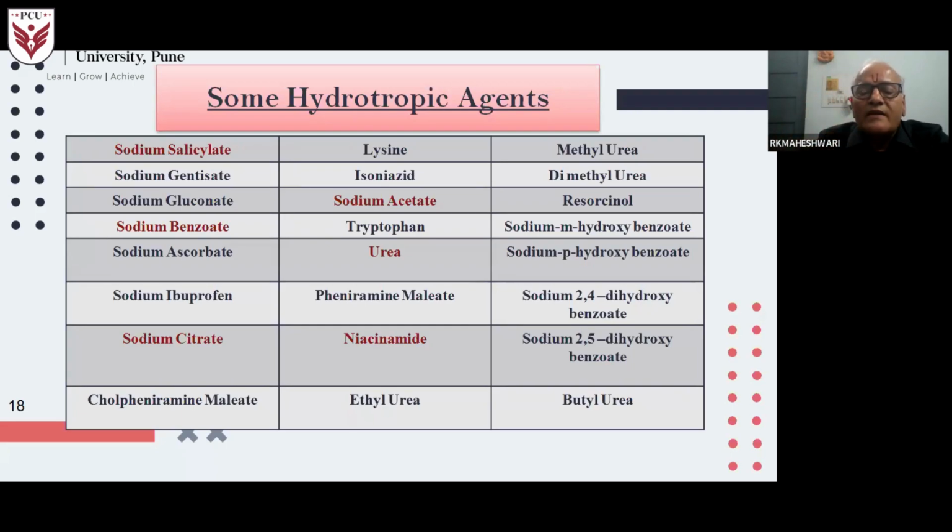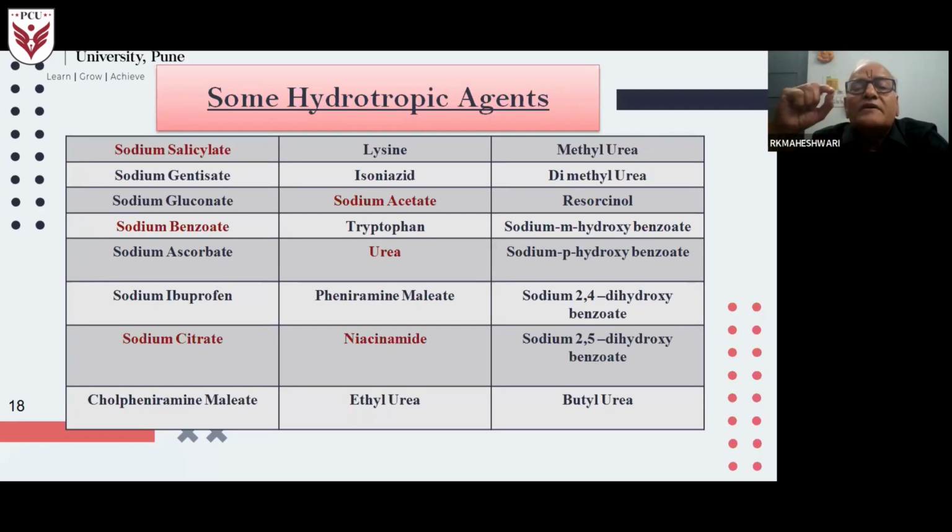From nearly the middle of this list, you see urea. So urea is also one of the hydrotropic agents. Now I am giving an example of diclofenac sodium. Diclofenac sodium has poor solubility in water at room temperature, nearly 1.6%. Again, the reason is the same: poor extent of hydrogen bonding and weak van der Waals forces between the molecules of diclofenac sodium and molecules of water. So ultimately it is a sparingly soluble drug.